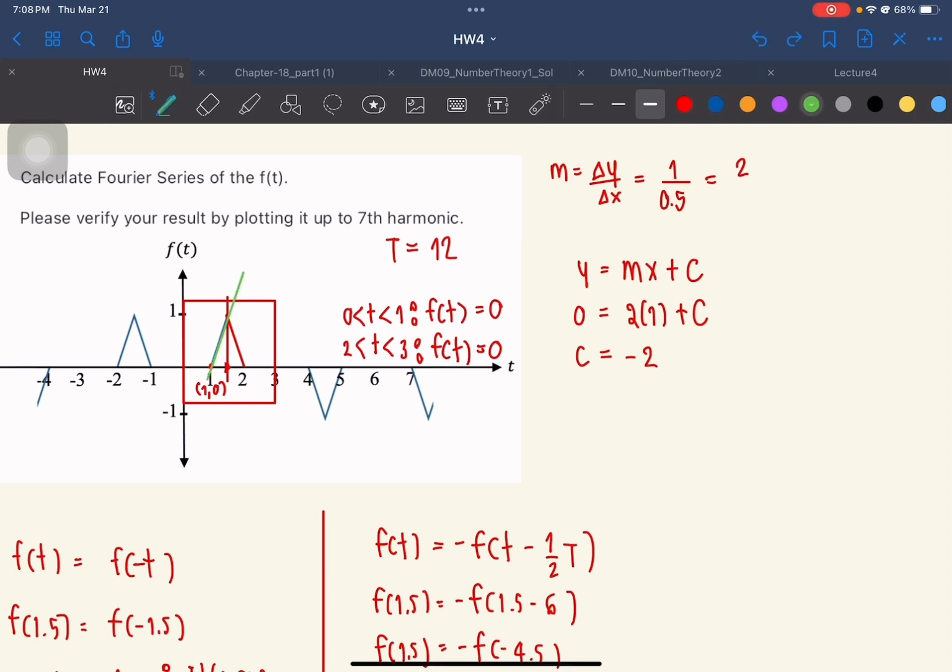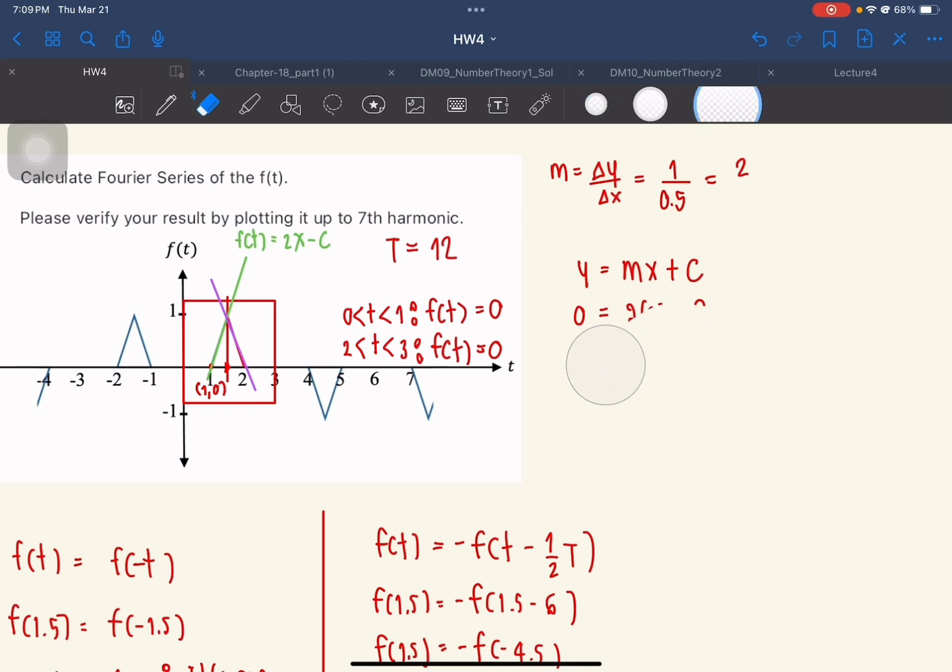Okay, for this equation, f(t) is equal to 2x minus c, and we will find the next equation. For this one, we will find the slope first by using this formula.